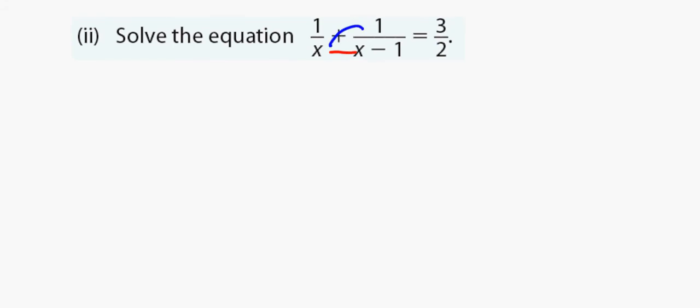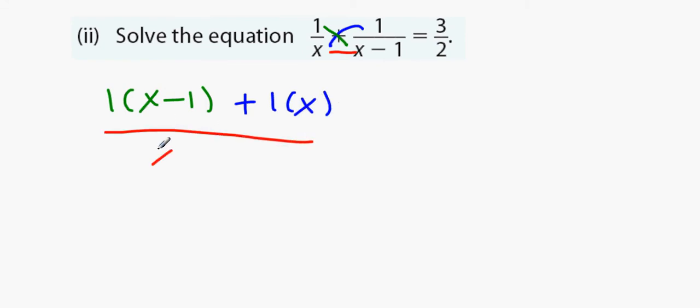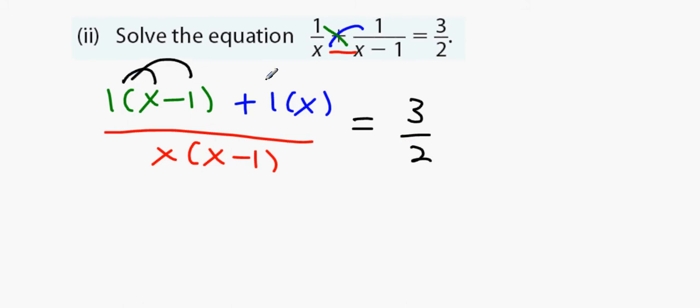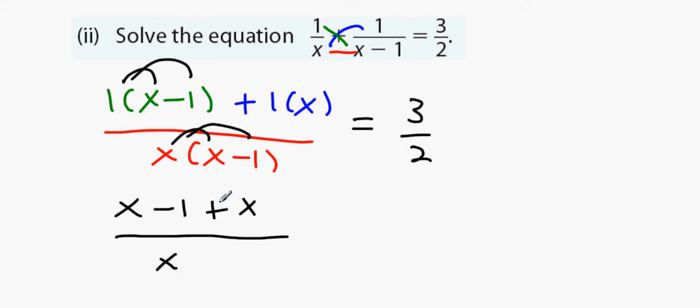So green is 1 multiplied by x minus 1. The blue is going to be 1 multiplied by x. And the red is going to be x into x minus 1. And that's all going to equal 3 over 2. Okay, we're just going to multiply these out. We're going to get x minus 1 plus x, divided by, now we can multiply these out here as well, x squared minus 1x, equals 3 over 2.